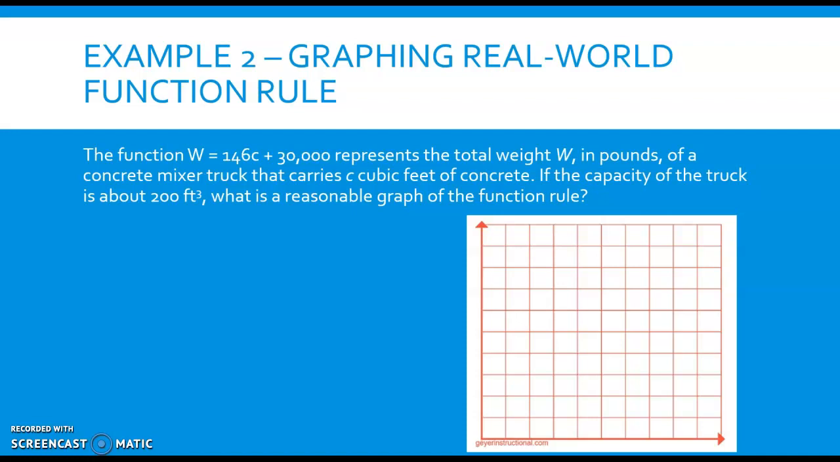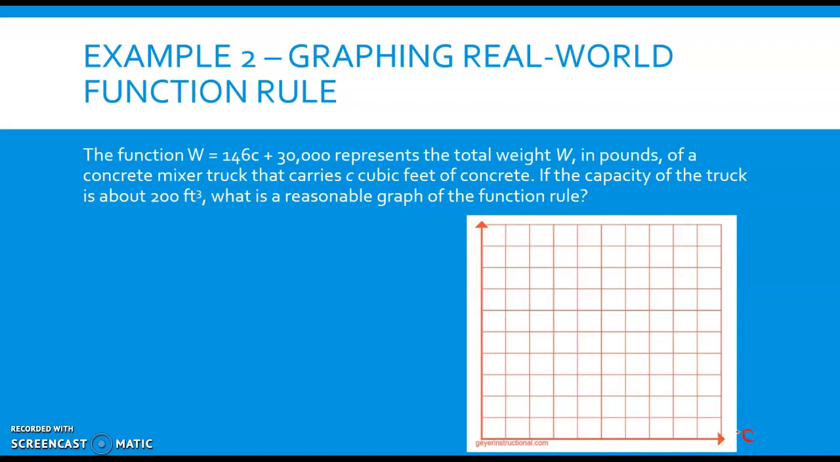Now, we are working with real world. We cannot have a weight that is a negative weight in this case, which is why I only have the first quadrant here, because I'm not going to have any negative C values or any negative W values, because we also can't put in negative cubic feet. So we're working with all positive values. Our C is going to be our X value, so the X-axis is going to be our cubic feet of concrete.